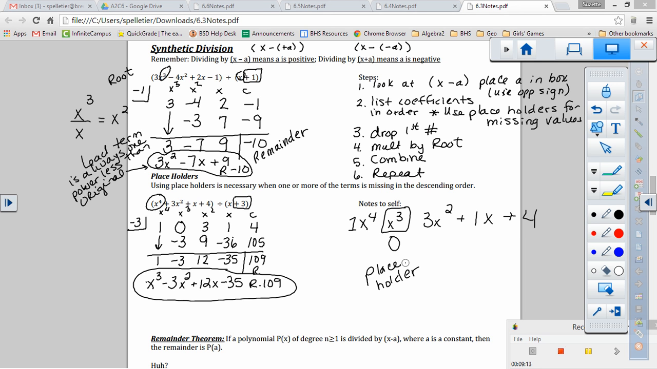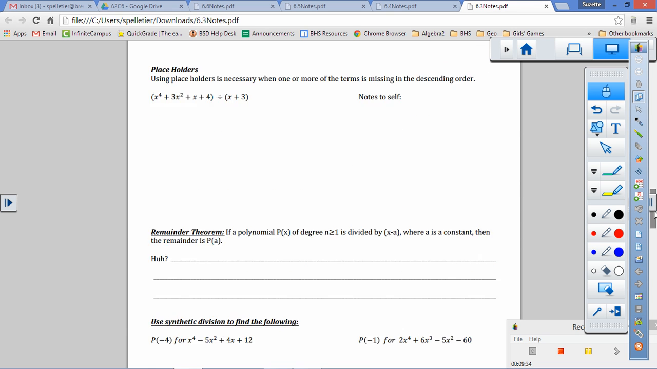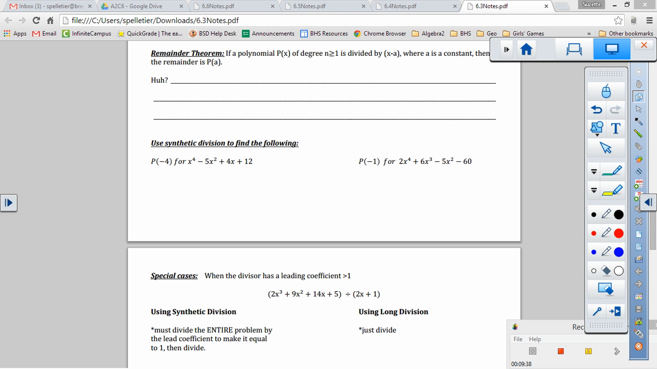So, remainder theorem: if a polynomial p of x of degree n greater than or equal to 1 is divided by x minus a, where a is a constant, then the remainder is p of a. Huh? What does that mean? So, let's talk about this. Every time I read that to my class, everyone just stares at me because no one seems to know what in the world I just said. So let's talk about this.